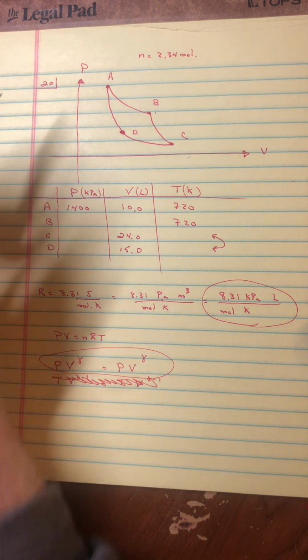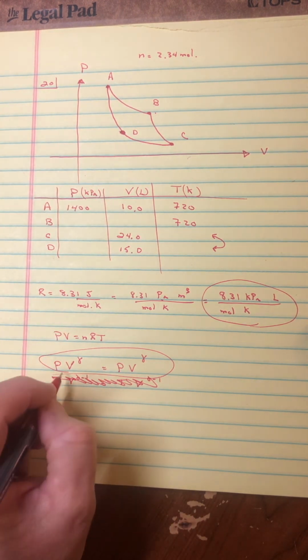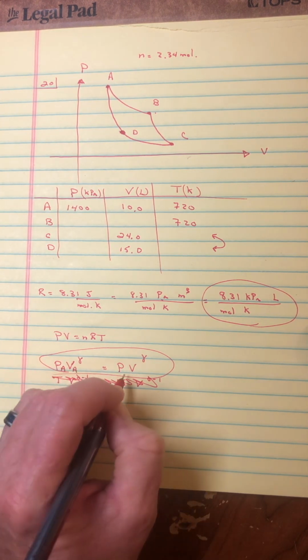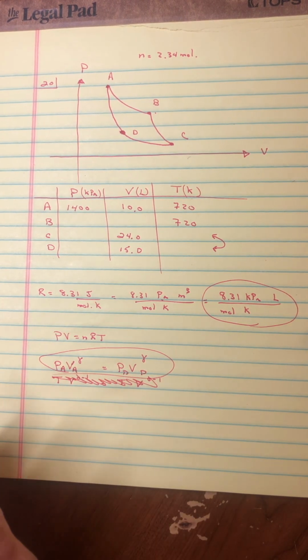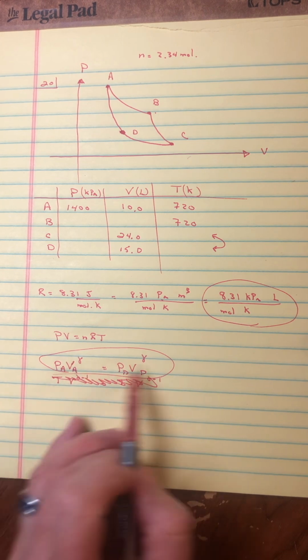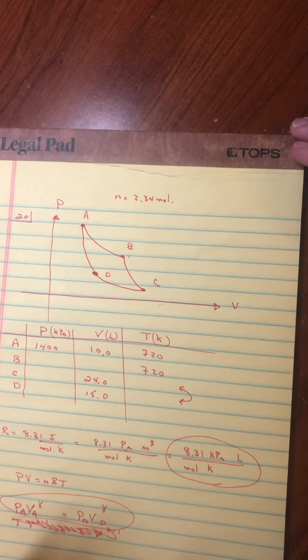I know that A and D are connected adiabatically. So if I call that an A and that an A and that a D and that a D, if I know any three of these, I can find the fourth. By the way, I do know gamma. I didn't put it up here, but maybe I should.